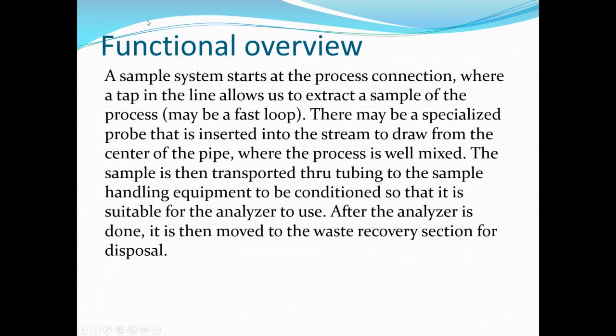Okay, so a functional overview of what we've addressed so far. The sample system starts at the process connection, where a tap in the line allows us to extract a sample of the process in some fashion, maybe directly mounted, maybe fast loop, maybe distant, and so on. There may be a specialized probe that is inserted into the stream to draw from the center of the pipe where the process is well mixed. Again, we say aim for the center third of the pipe, and also pay attention to the phase of our sample.